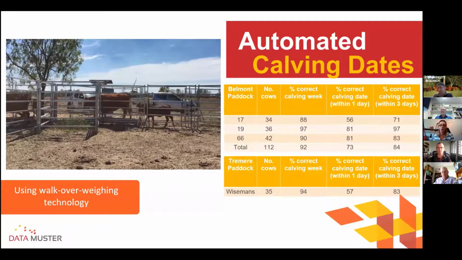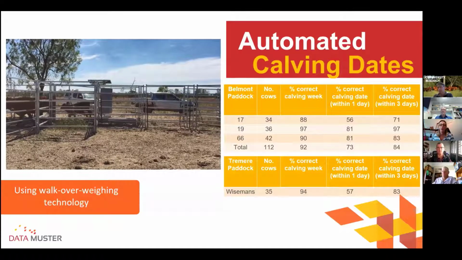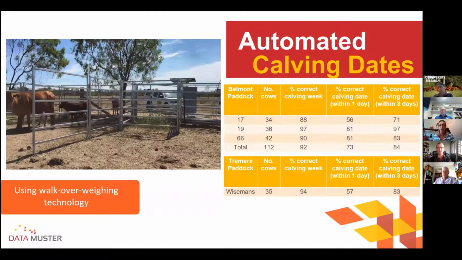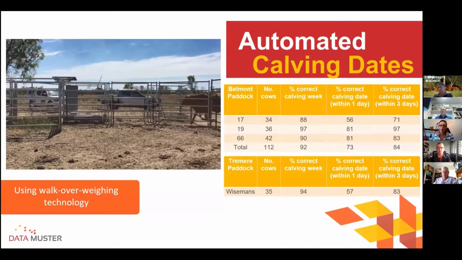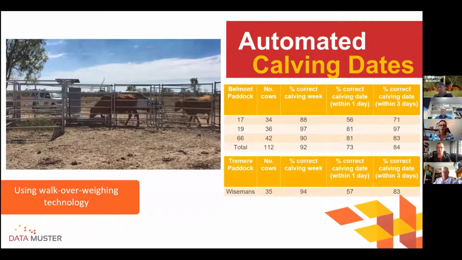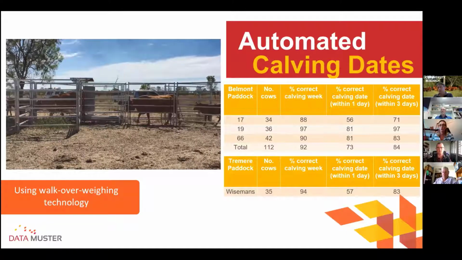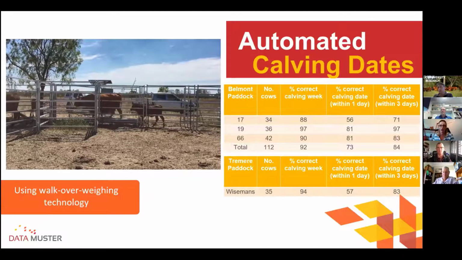On a positive note, the algorithm worked really well for the 35 cows and yielded similar results to those that we obtained at Belmont. Similar to Belmont Paddock 17, there was some irregular use of the walkover weighing units that contributed to some inaccurate calving predictions, particularly in the results for the percentage correct within 1 day of the observed calving date.